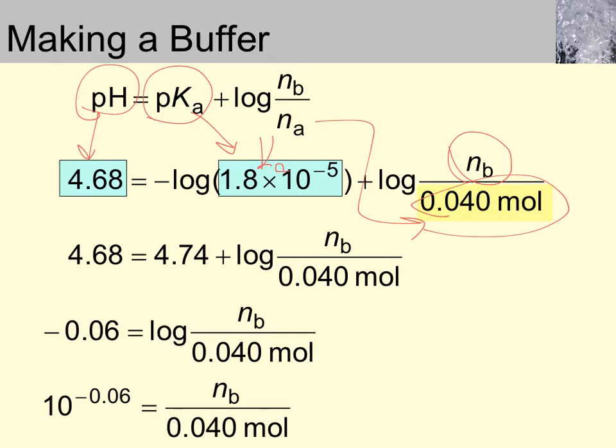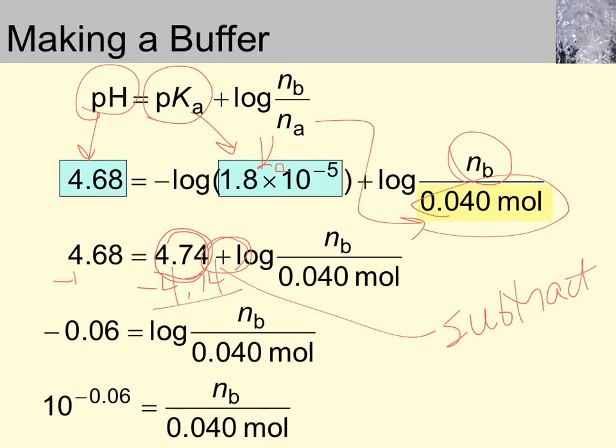So listen really carefully to me now. This pKa term, if you want to move it to the other side, you must subtract it from both sides. For some reason, a lot of you want to divide it, but no, it's an addition, subtraction thing. So in order to get rid of it, you need to subtract 4.74 from both sides. And that's always the case for that pKa term in Henderson-Hasselbalch. So when you subtract that from both sides, you get minus 0.06 equals log of this thing.